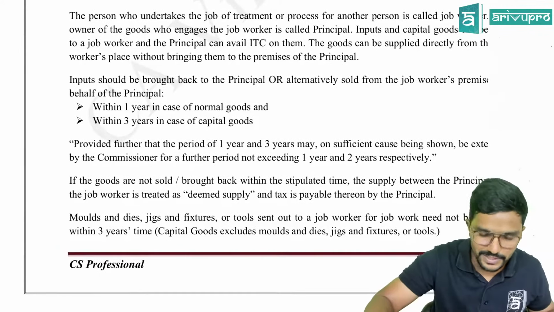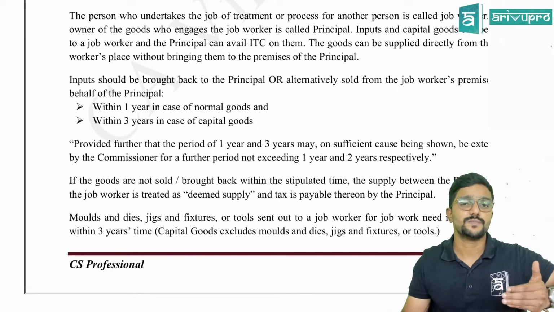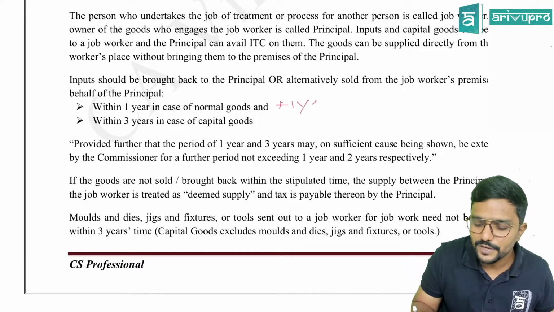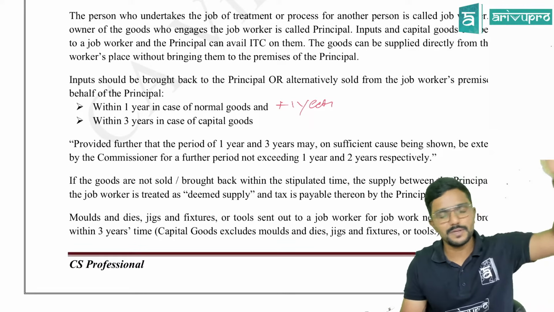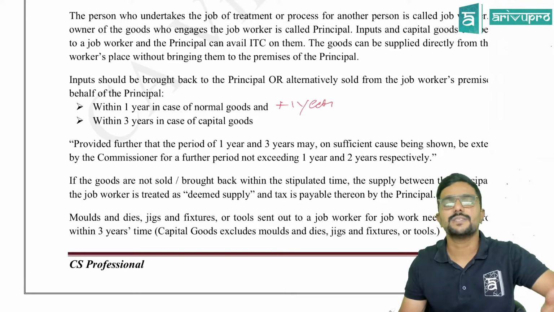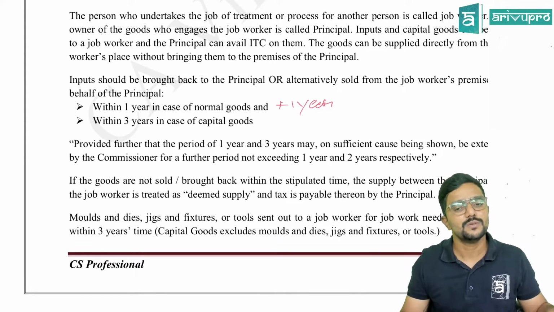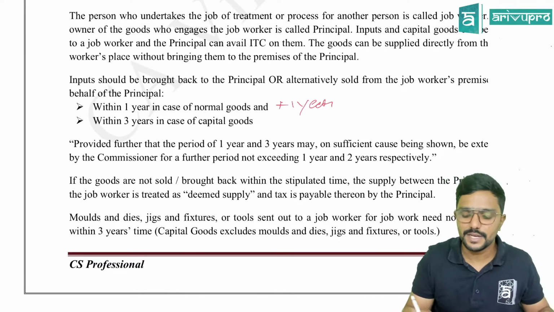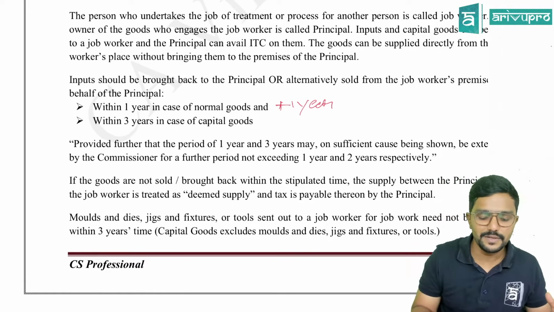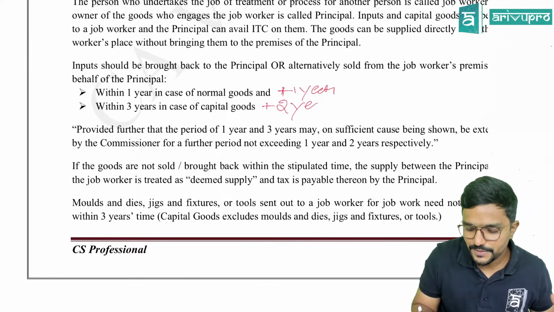So for normal goods, 1 year period is given. This is the normal time. But if a commissioner feels it is necessary to extend the period, he can extend it for another maximum 1 year. Okay, normal time. You should always remember normal time, guys. If the commissioner feels it is necessary, for example there was a lockdown during COVID time and goods couldn't be returned within 1 year, he can extend this 1 year for another 1 year. Whereas for capital goods, 3 years normal time is already given, but if necessary, it can be extended for another 2 years.